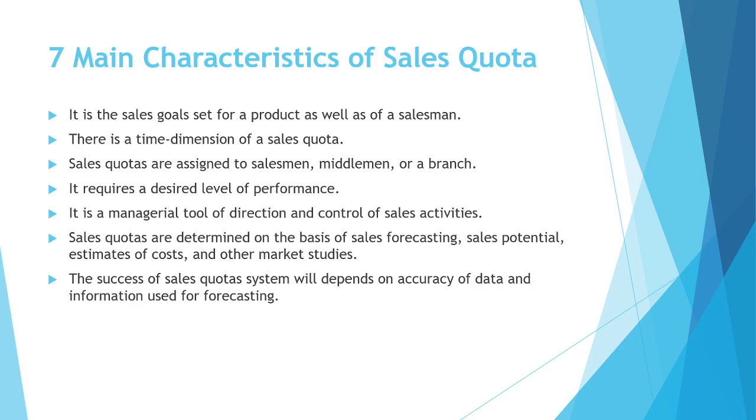Here are the 7 main characteristics of sales quotas. Number 1. It is the sales goals set for a product as well as of a salesman. There is a time dimension of a sales quota. Sales quotas are assigned to salesmen, middlemen, or a branch. It requires a desired level of performance. It is a managerial tool of direction and control of sales activities. Sales quotas are determined on the basis of sales forecasting, sales potential, estimates of cost, and other market studies. The success of sales quota system will depend on accuracy of data and information used for forecasting.